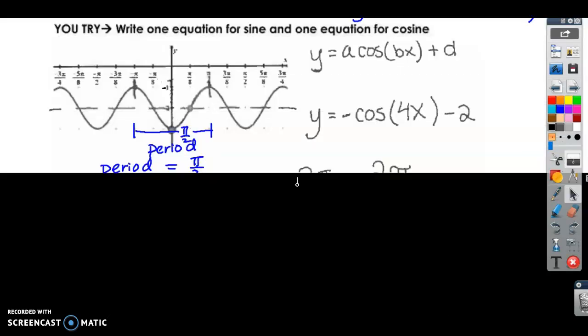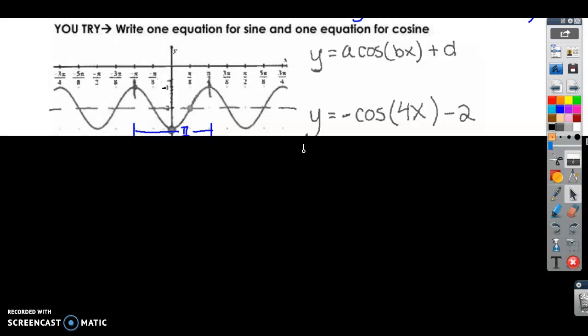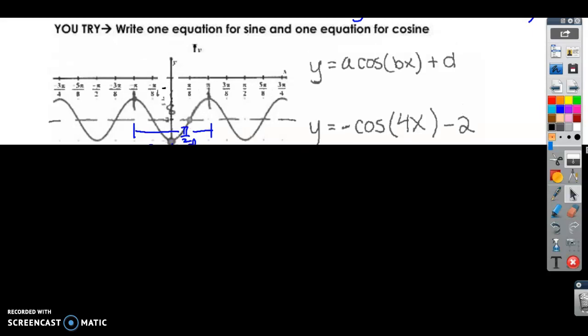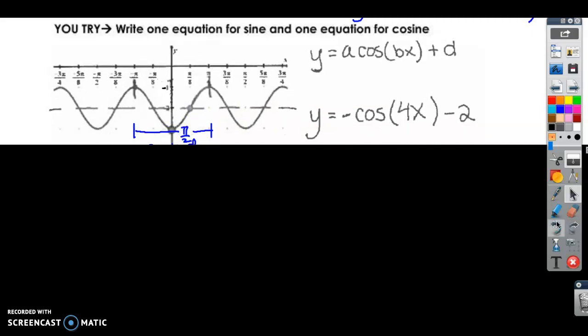Okay, so let's go ahead and try the U-try. Write one equation for sine and also one for cosine. It doesn't really matter where you start, but the first thing I notice is I've got a vertical shift of minus 2. So there's my d, minus 2.